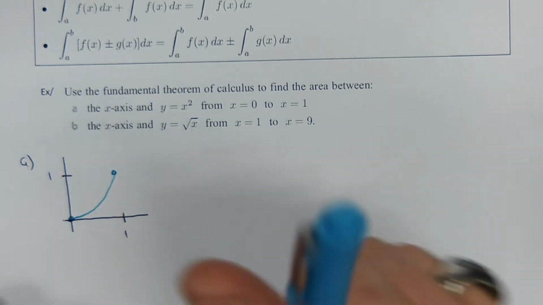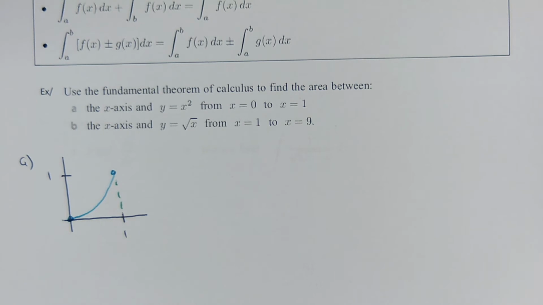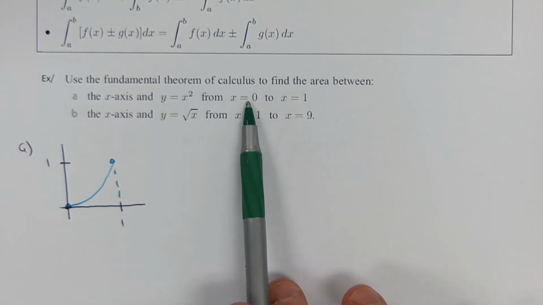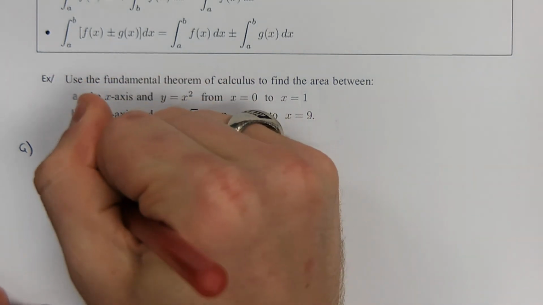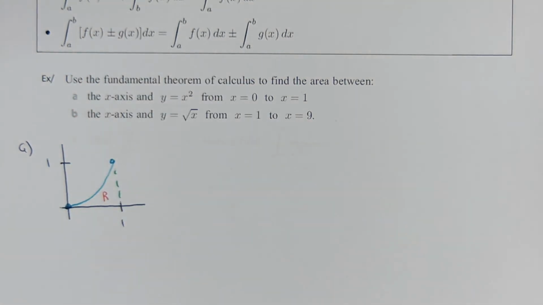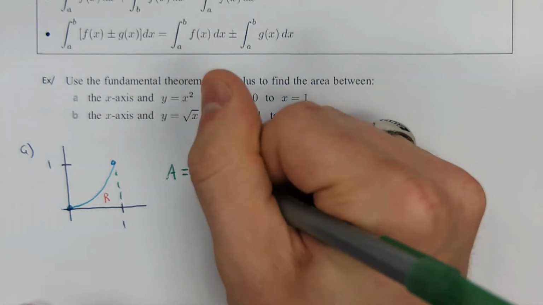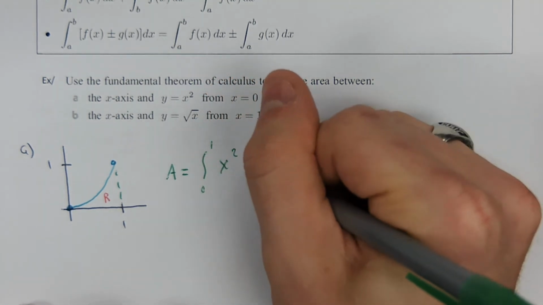So what we know is that this entire region exists above the x-axis. So we're definitely able to just say the area under this curve. It does say between the x-axis, this function, x equals 0, and x equals 1. So this is the region, we'll just call it region R, that we're finding the area of. Area is the integral from 0 to 1 of y equals x squared dx.